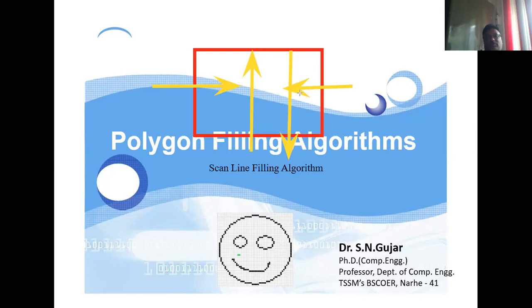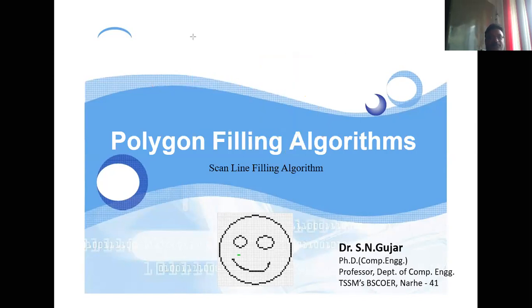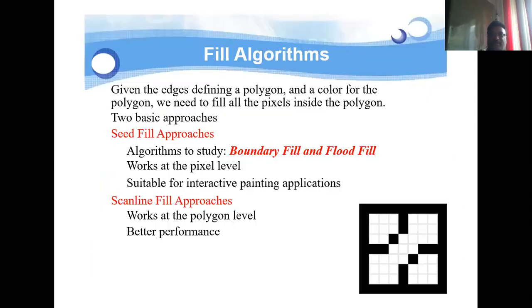Now, how is this algorithm going to work? I already told you, this works line-wise. The seed fill approach works at the pixel level, that is, the boundary fill, flood fill and seed fill. This scan line approach works at the polygon level, which means you have to process the lines, so the performance becomes better here.